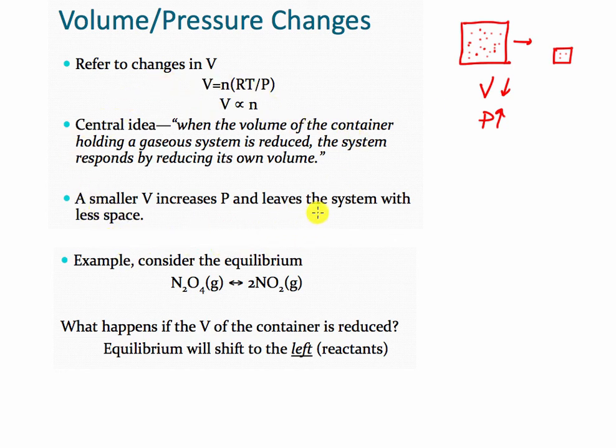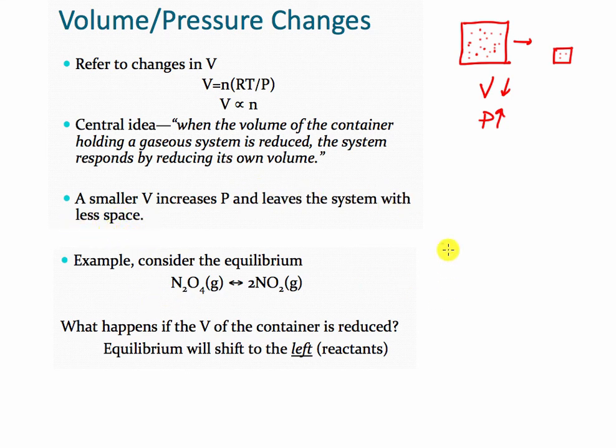This doesn't work for aqueous systems, only for gaseous systems. So volume pressure changes only for gases. Okay, so the idea is that the volume of the container holding the gas reduces, the system reduces its own volume. How does it do that? By reducing its number of moles. Okay, so a smaller volume increases pressure, leaves the system with less space.